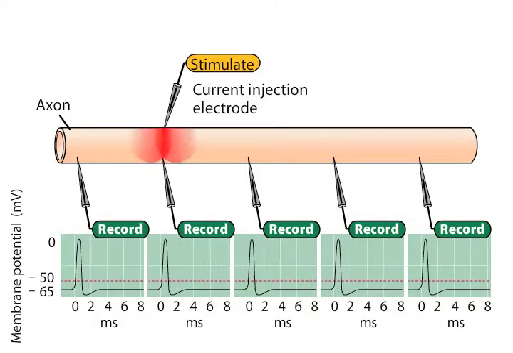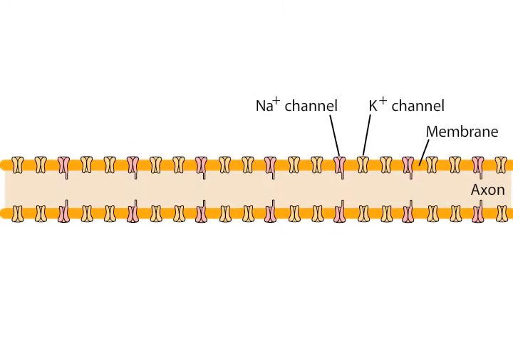Note that the amplitude of the action potential is constant along the length of the axon. This all-or-none behavior indicates that more than simple passive flow of current must be involved in action potential propagation. The mechanism of action potential propagation is easy to grasp once one understands how action potentials are generated and how current passively flows along an axon.